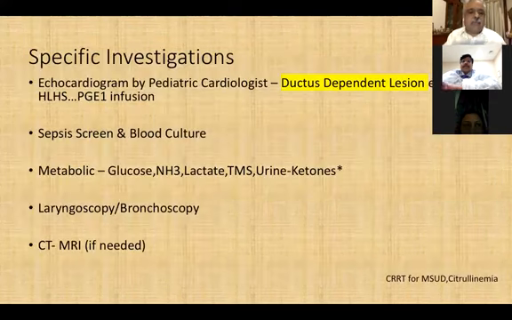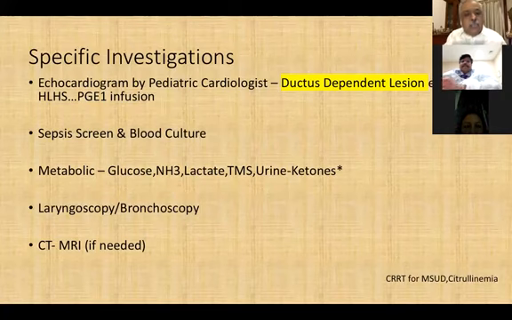But then the gold standard is also important. You have to get a cardiologist to come and do an echo, to rule out ductus dependent lesions in respiratory distress. You would of course need to do septic screening for these babies, and start antibiotics if you think it is positive. As Nilesh presented wonderfully day before yesterday, you need to do a metabolic screening.